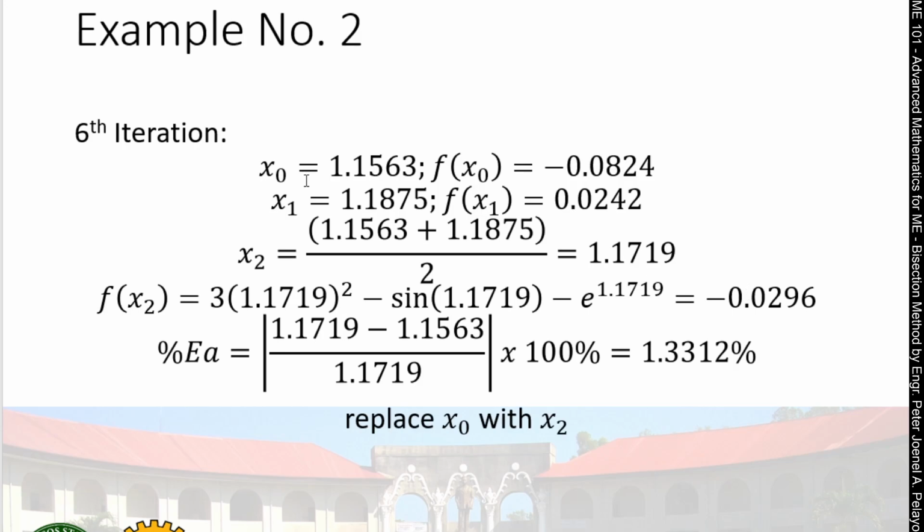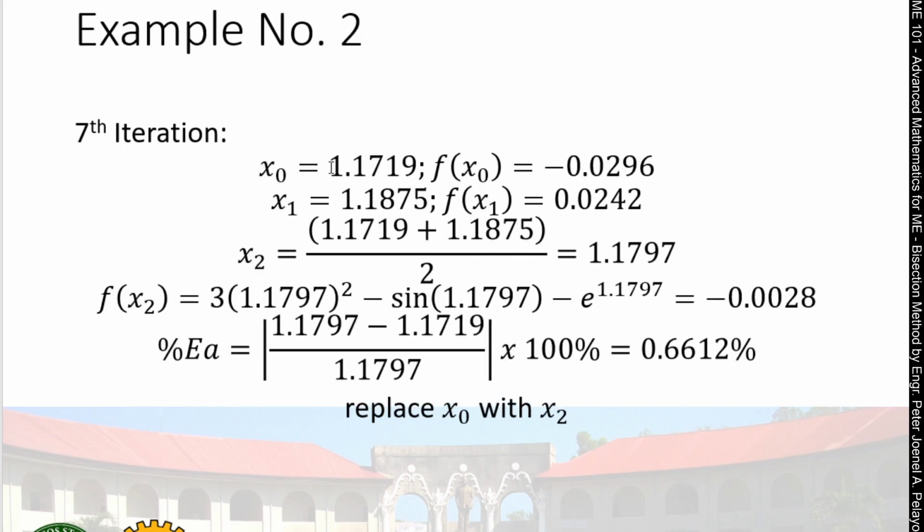Sixth iteration, x0, x1, and then x2 natin. So, midpoint of 1.1563 and 1.1875, 1.1719. Substitute natin to f of x2. So, makuha natin is negative 0.0296. So, negative siya. Replace x0 with x2. Ang relative error or yung percentage error natin is 1.3312%. So, pababa na siya.